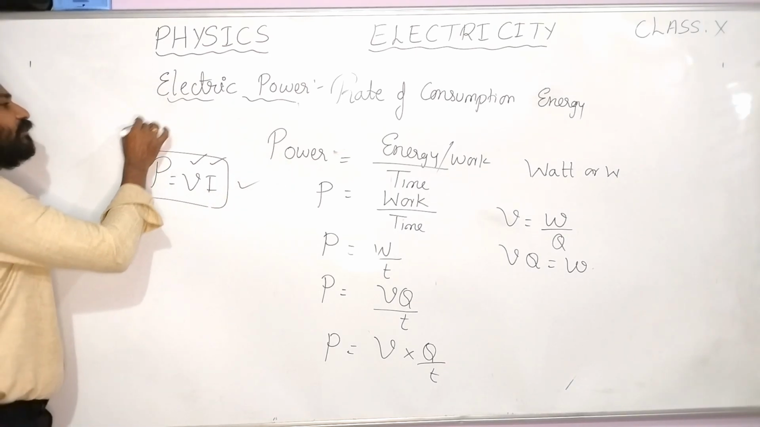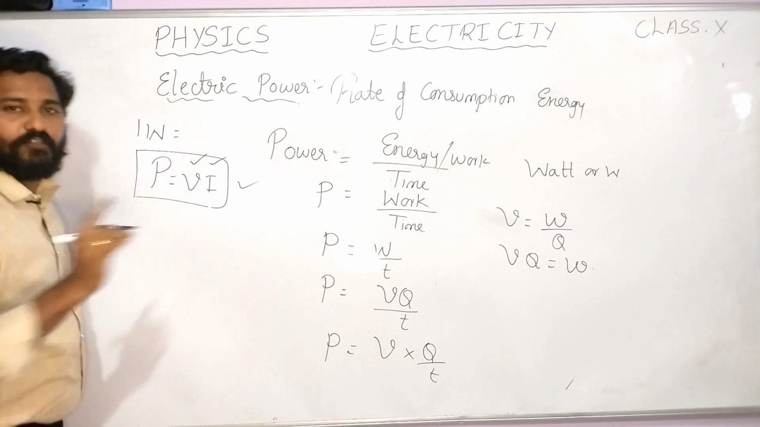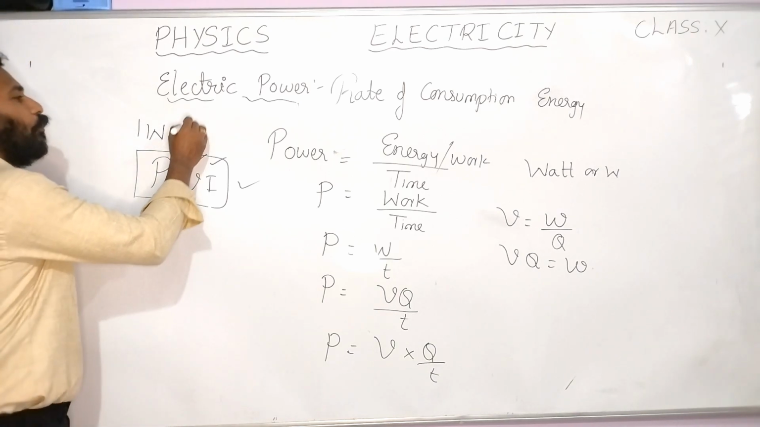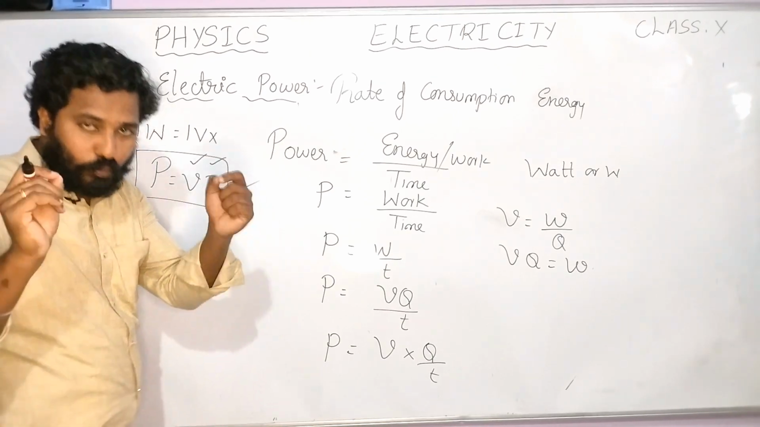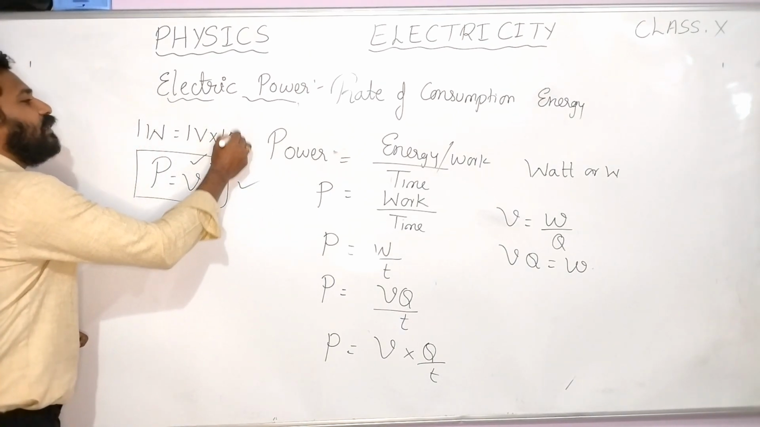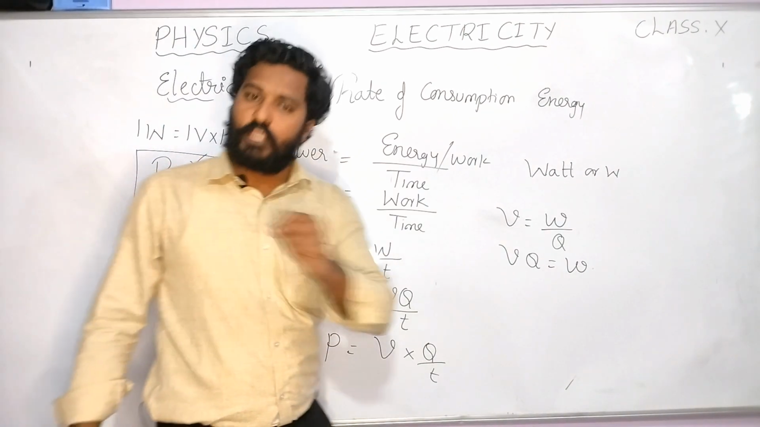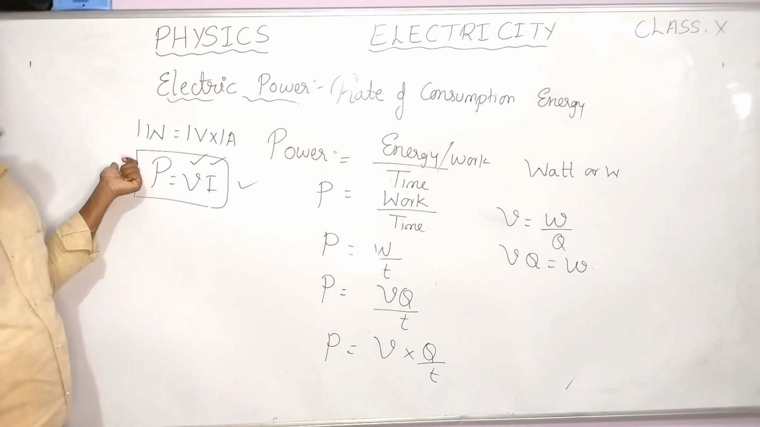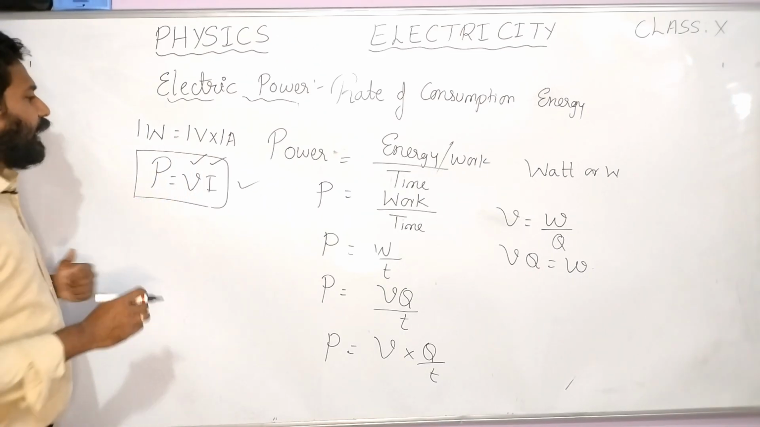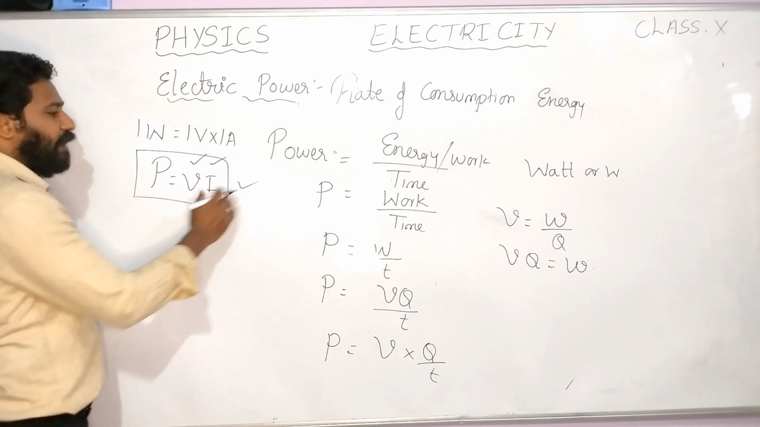So we say that 1 watt of power. When do we say that it is 1 watt of power? When there is 1 volt of potential difference between the two ends of the conductor, and 1 ampere of current is flowing through it, we say that it is 1 watt of power. Okay, and also another unit is there, watt.